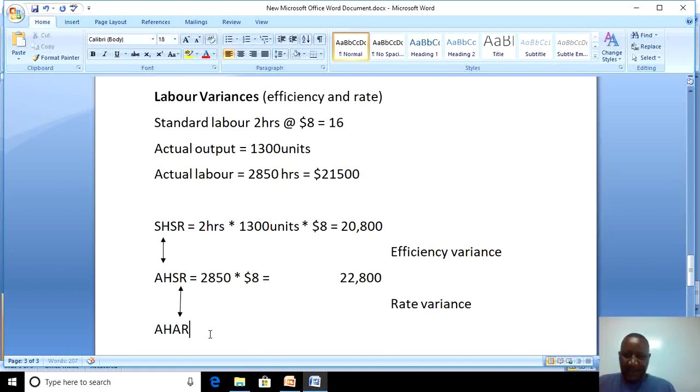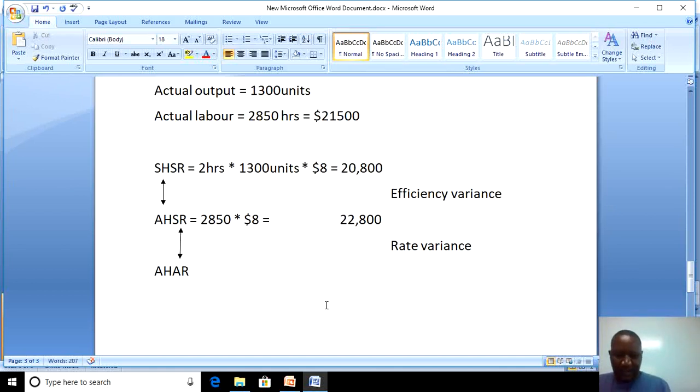And finally, this is always given. Actual hours, because we already know this, multiplied by the actual rate. The total cost was 21,500. So you just bring that figure down. 21,500. So the difference between that and that gives us our efficiency variance.